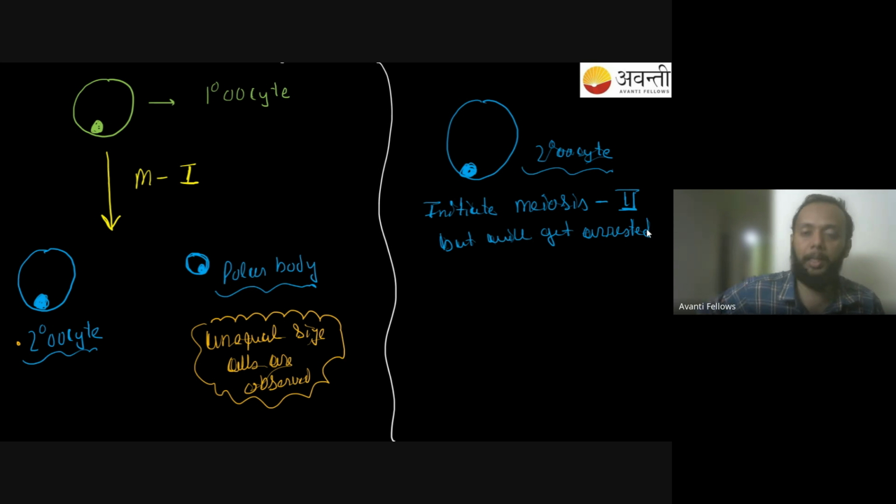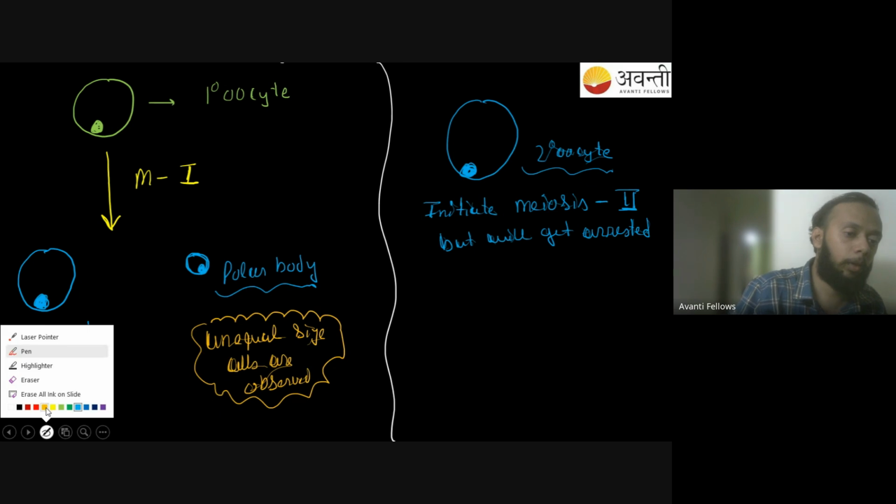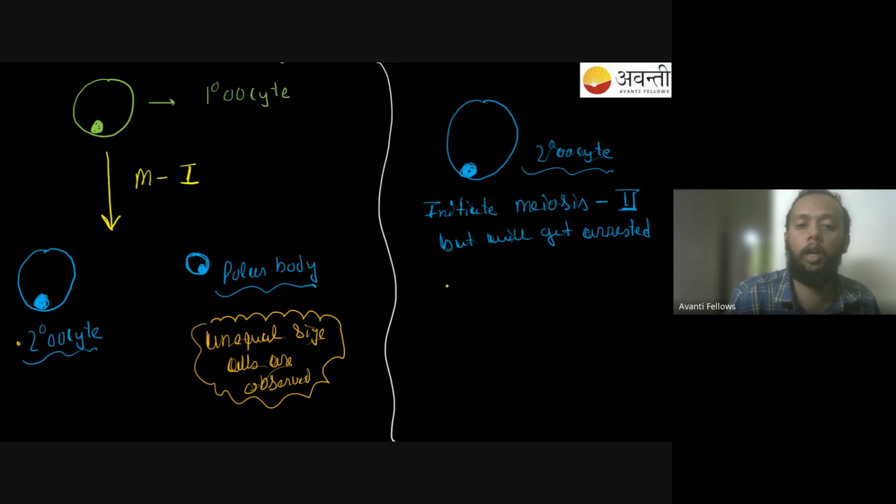So first of all, you remember that the secondary oocyte will initiate meiosis 2, but will stop in between. तो ये कहाँ पे रुकेगा? उसकी भी गाड़ी रुकी थी. That also stopped in between. This is stopping in between your metaphase 2. So it will get arrested at the metaphase 2.